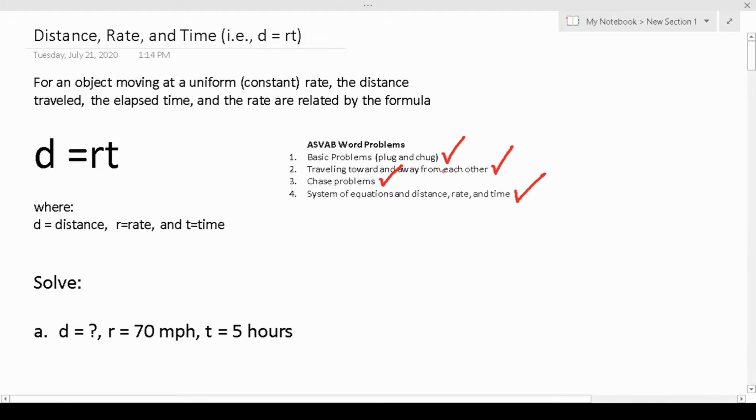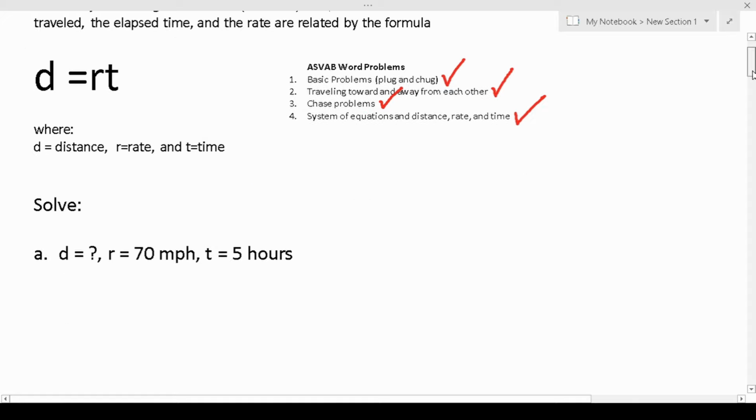What this says is if you're given at least two parts of these variables in the distance formula, you can find the other one. That is, if you're given rate and time, you can find distance. If you're given distance and rate, you can find time. And if you're given distance and time, you can find rate. So in light of that, let's go ahead and get some practice at doing that.